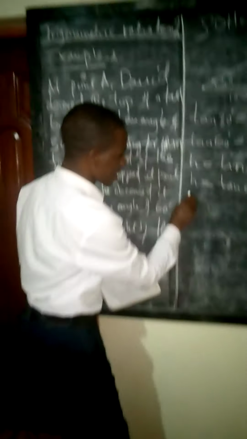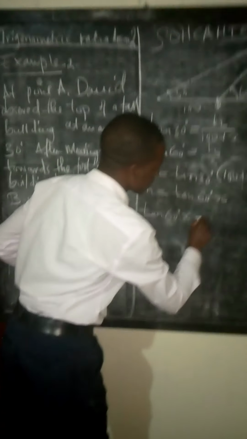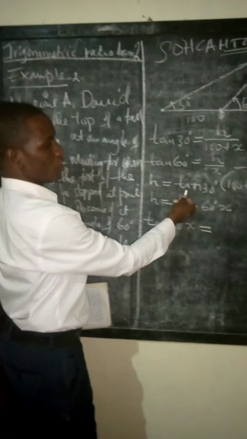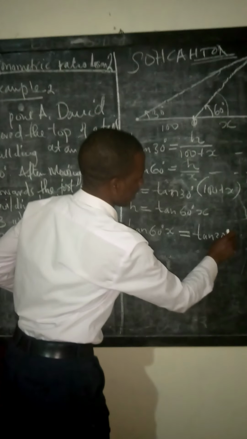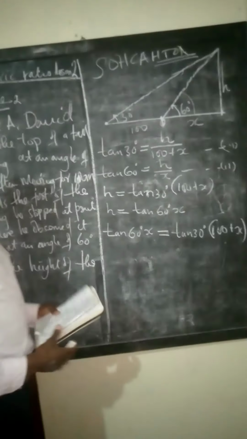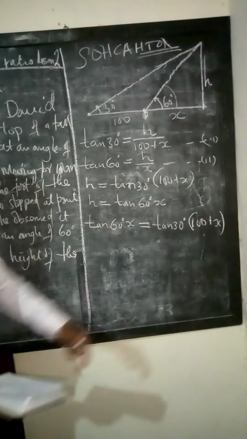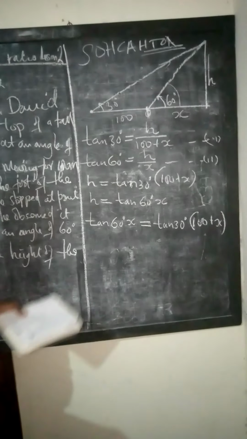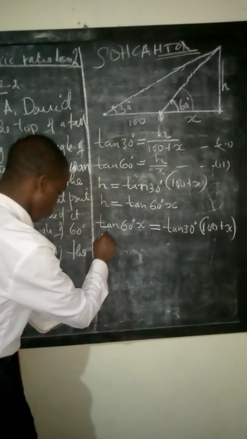Having this, this is h, this is h. Therefore, it means tan 60 degrees x is equal to this other one, tan 30 degrees in bracket 100 plus x. Up to there we are right. So we want now to find the value of x.